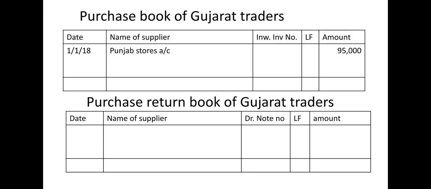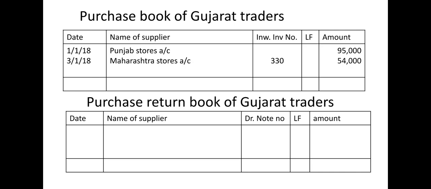Now let's check the second transaction. Student, the second transaction is also very easy. We are buying goods from Maharashtra stores. Okay, so let's write down. Date is 3rd January. Name Maharashtra stores. Bill number 330. And the amount, actually the real amount is 60,000, but there is a 10% discount. So if we deduct the 10% discount, it comes to 54,000. Okay, so next transaction now.